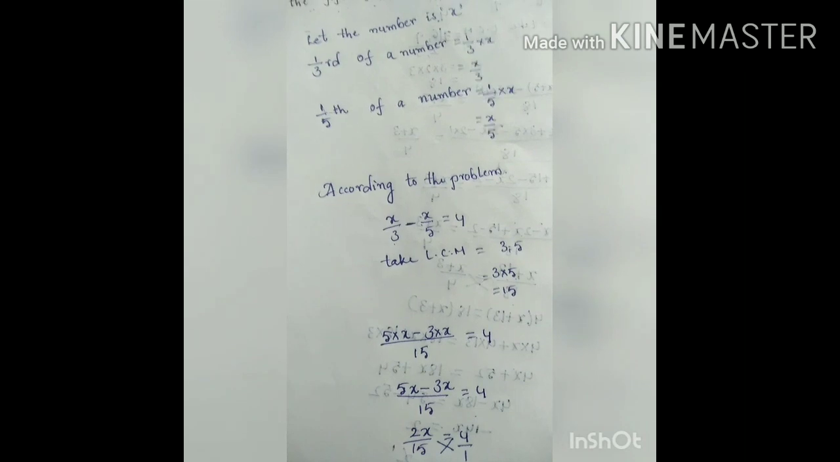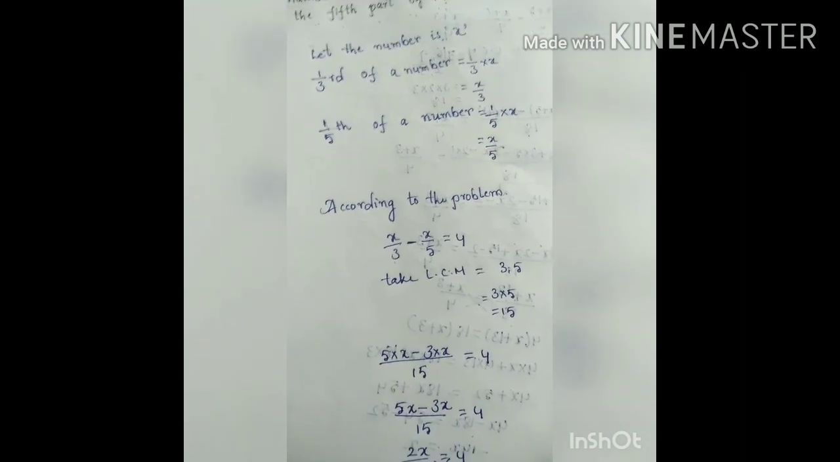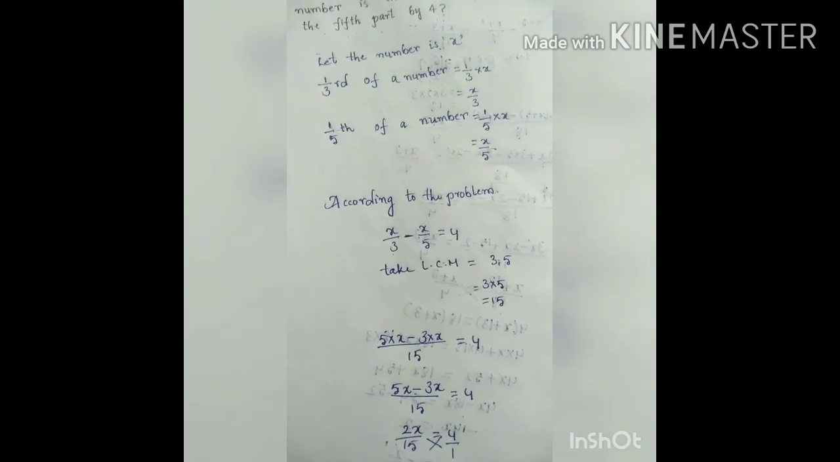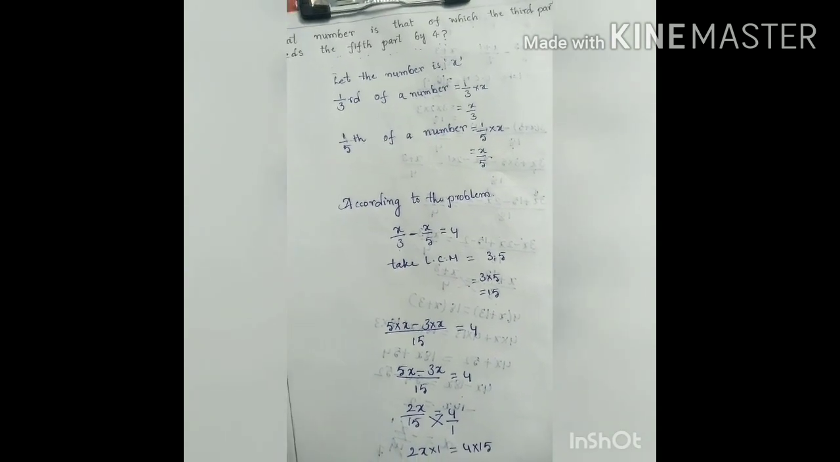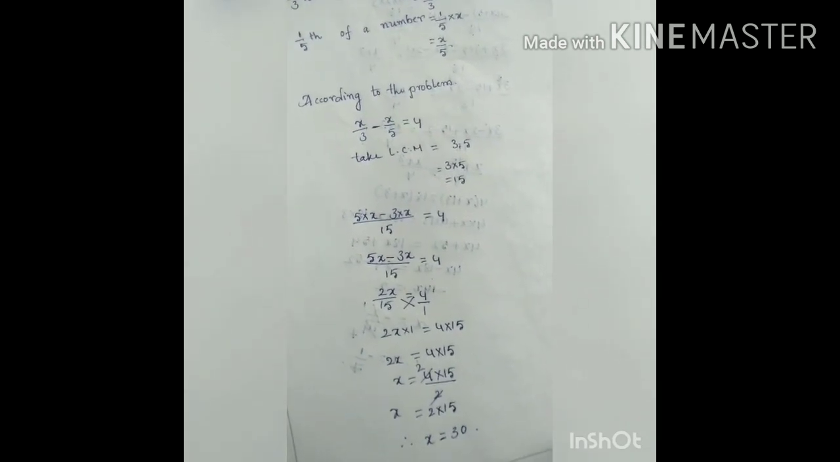Okay children. Then what is the number? What is the x here? The number. Take the number x. Okay. So the number is x. The number is x.